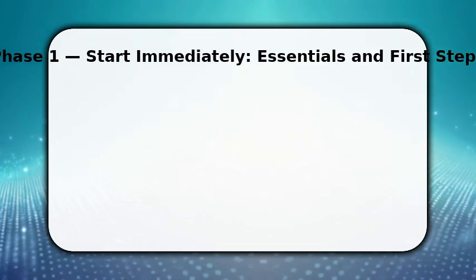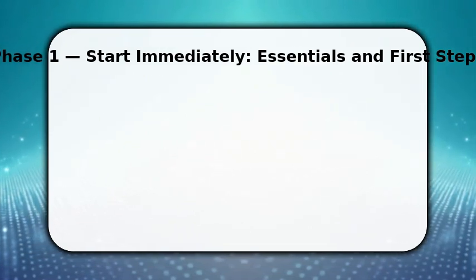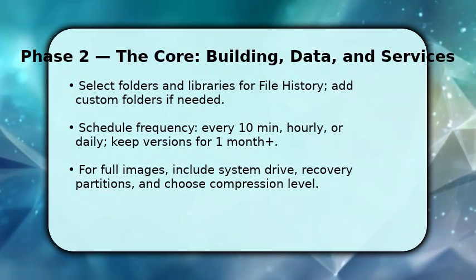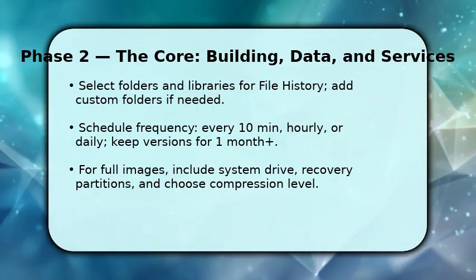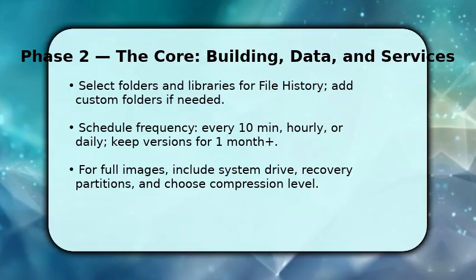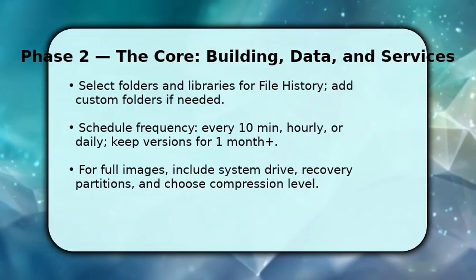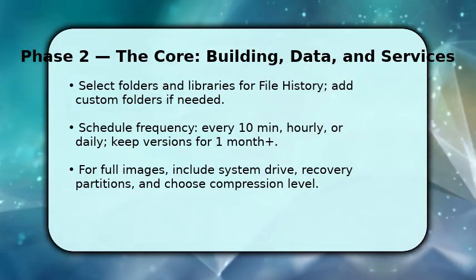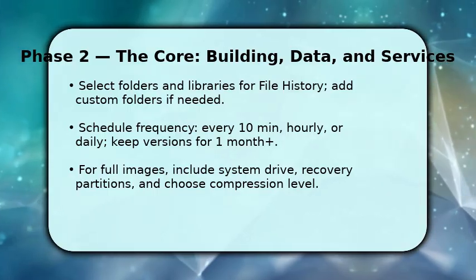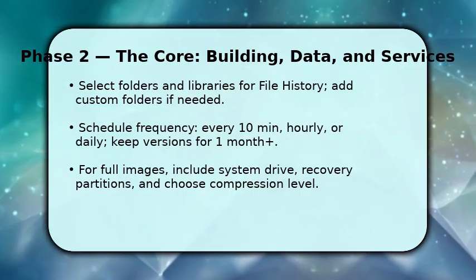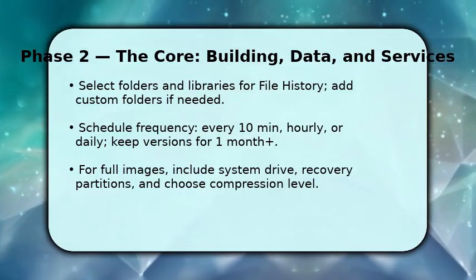Don't skip destination verification. Now you dig into settings and decide what to protect and how often. These choices determine recovery speed. In File History, add libraries, desktop, documents, and any custom folders, then set the frequency: 10 minutes for rapid change, hourly for typical use. If you need a full restore, create a system image. Include the OS partition plus recovery partitions, and select compression to trade space versus speed.